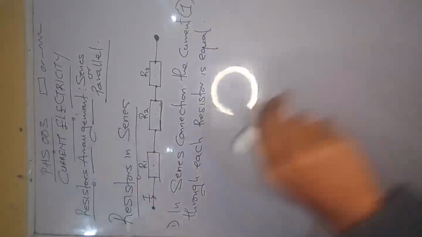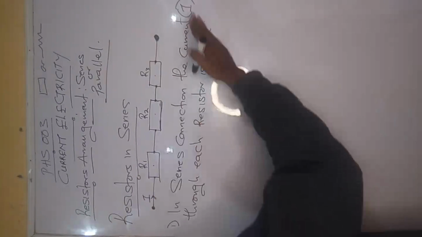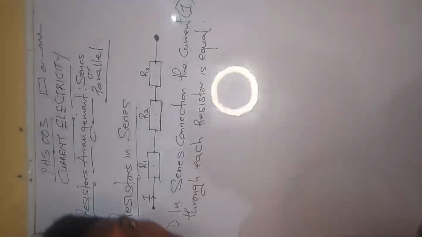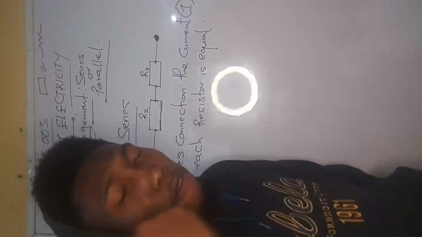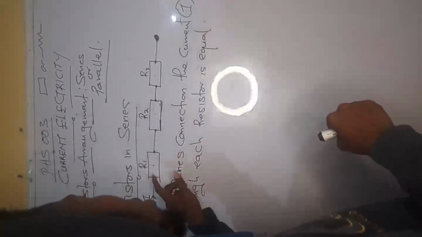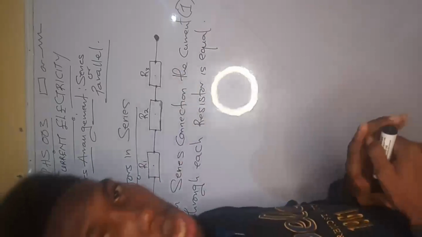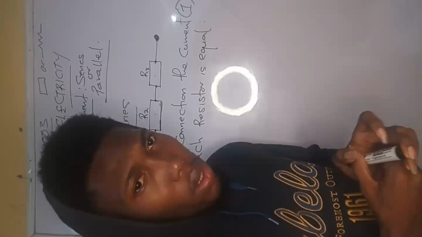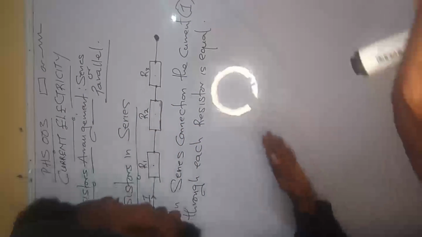Okay. Now, your voltage is not constant. That means what we're trying to say from this question is that current is constant through this, but your voltage is not constant. Your voltage will be dependent on the value of your resistance. Are you getting me? Yes, they are the same thing.